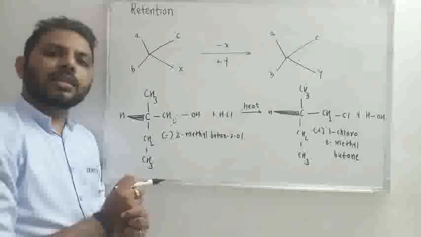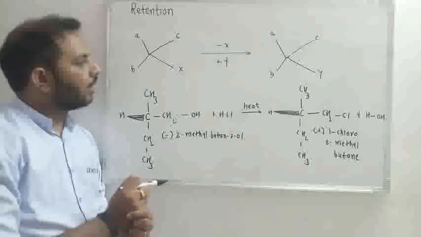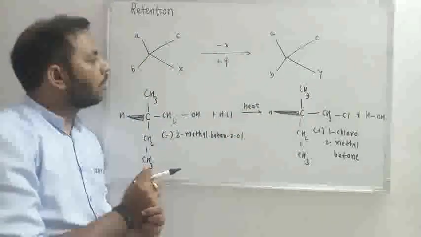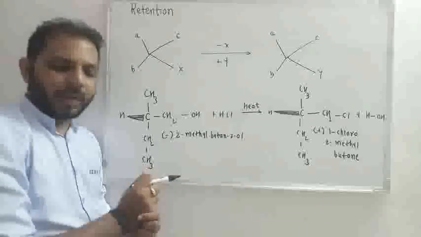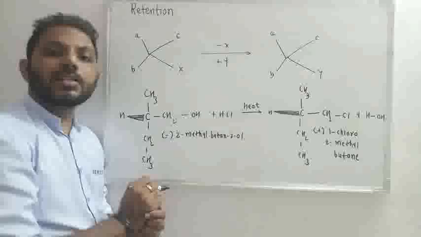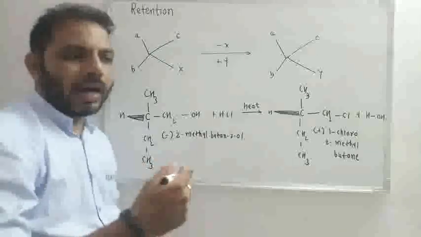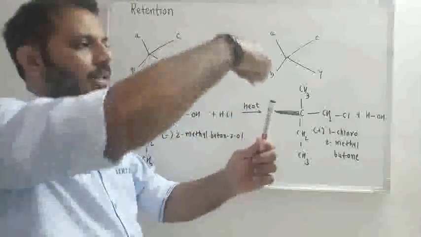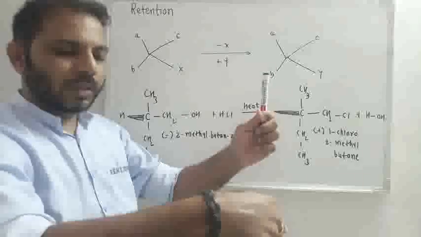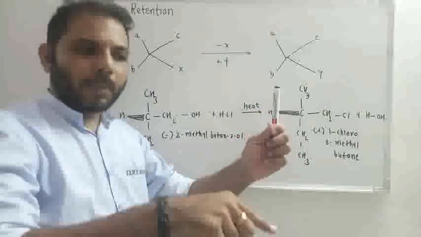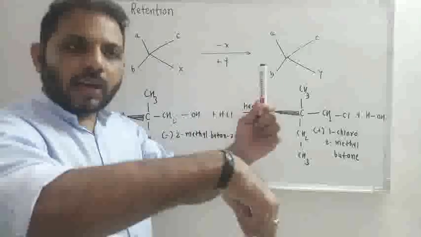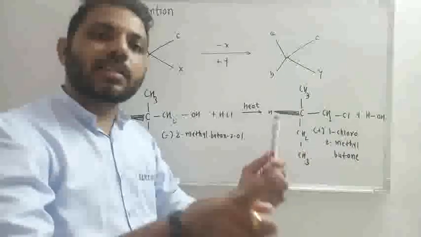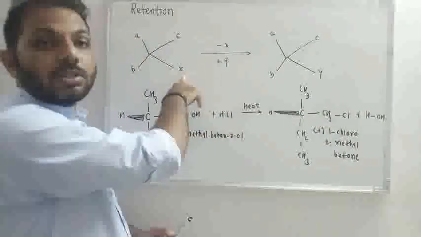If you look at the reaction carefully, you can see that X is replaced by Y, but the position of X is not changed. I mean, the position or configuration remains the same. I'm saying position, which means suppose this is carbon. Here A is there, here B is there, here C is there, here X is there. Now X is replaced by Y, but the position where X used to be is the same. Substitution reaction has taken place, but the position remains the same.